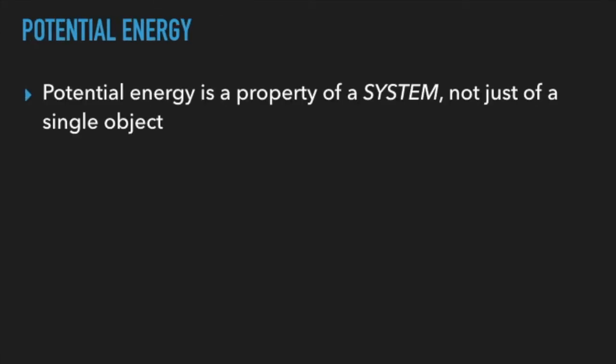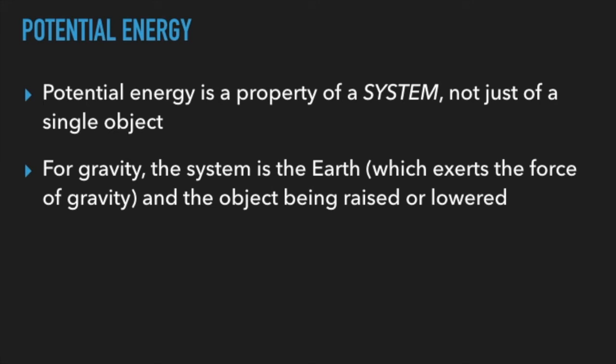The important thing is that potential energy is a property of a system, not just of a single object. As soon as I talk about gravitational potential energy, my system is the object plus the Earth. The other type of potential energy we're going to define in this class is spring potential energy, but for now we'll leave that out. But I can never include an external force, like a person, in that system.